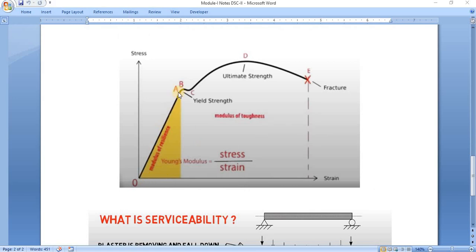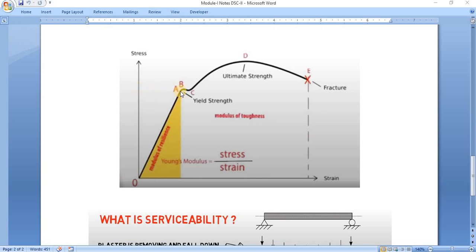So what is this elastic part? This linear part is called the elastic part, because when I remove the stress completely, the material will regain its original shape and size, meaning strain will become zero. So this is the elastic behavior of a material. Till here only we are utilizing the strength of a material. So in the working stress method, the maximum strength of a material we are going to consider is till here.